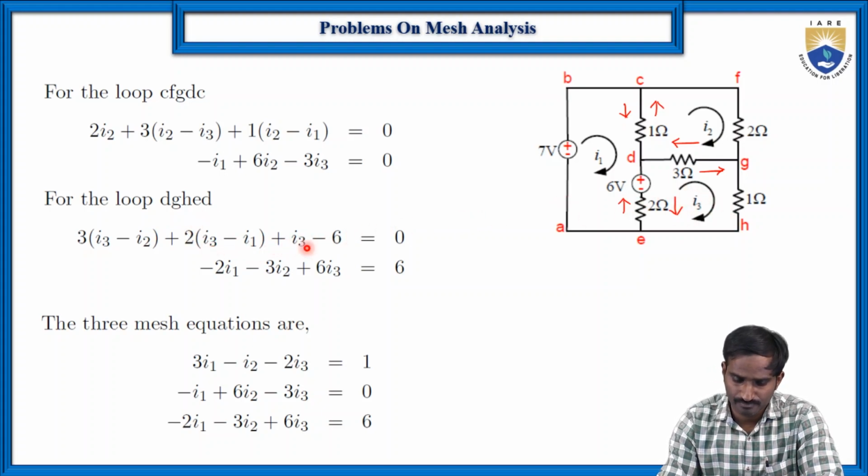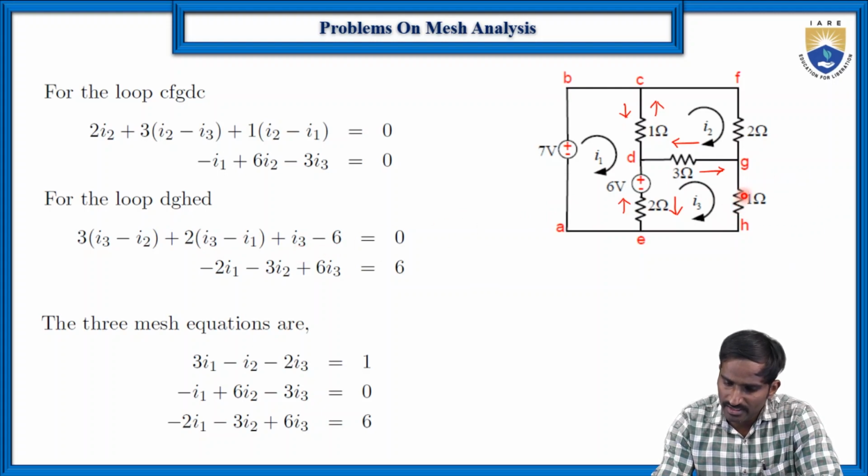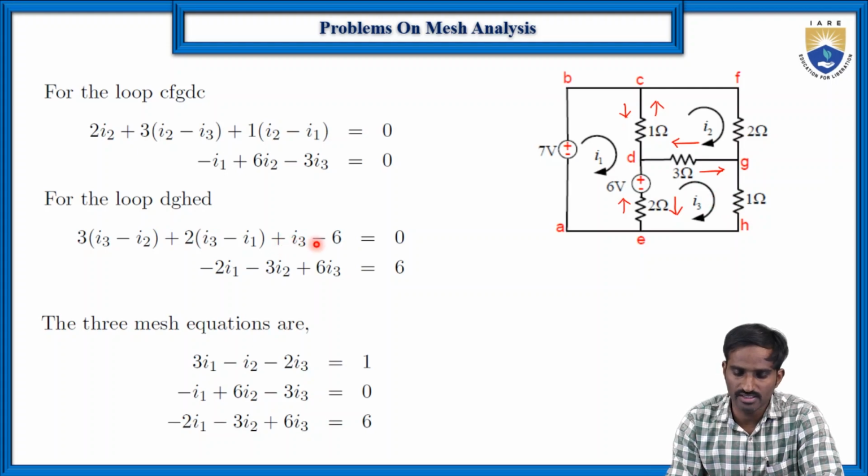Plus again, in the 1 ohm resistor, the current flowing through the 1 ohm resistor is I3. So 1 into I3. So here again minus 2 plus, so that's why here it is minus 6, which is equal to 0. Then if you simplify here, of course, 2 into minus I1, so minus 2 I1. Here minus 3 I2 and plus 3 plus 2, 5 and plus 1, 6. So 6 I3, which is equal to 6.